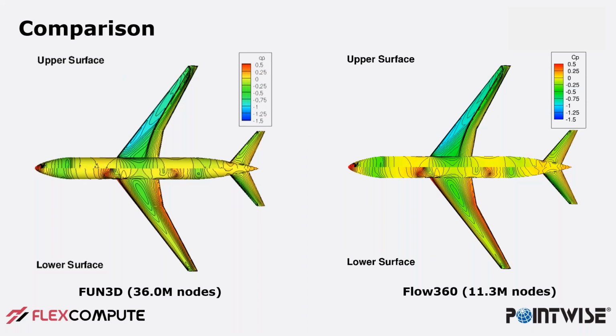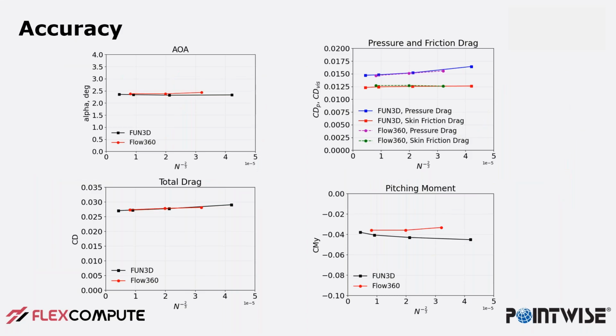Okay, and the next slide, you can see the comparison of our medium mesh result, the 11 million grid point result, against a Fun3D solution with 36 million grid points. And you can see the pressure coefficient looks almost identical. To provide a more quantitative comparison, we look at the angle of attack, the drag, and the pitching moment computed by our solution at various grid points, various meshes.